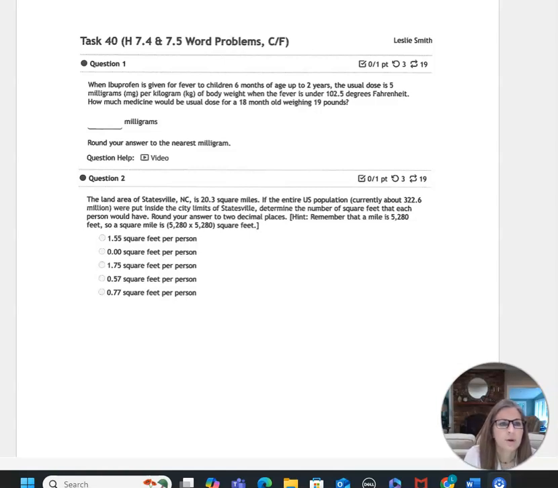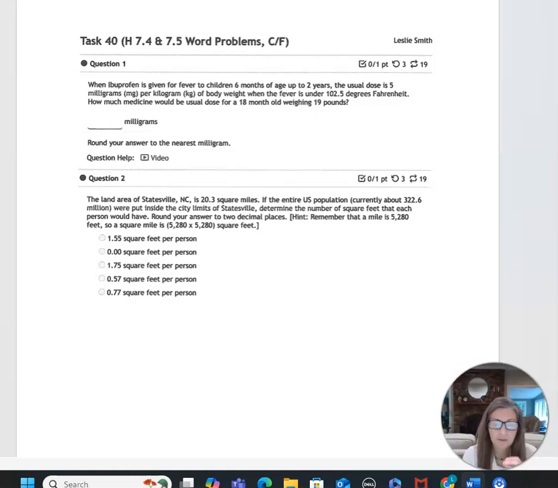Number one, when ibuprofen is given for fever to children 6 months of age to 2 years, the usual dose is 5 milligrams per kilogram of body weight when the fever is under 102.5. How much medicine would be usual for an 18-month-old weighing 19 pounds?